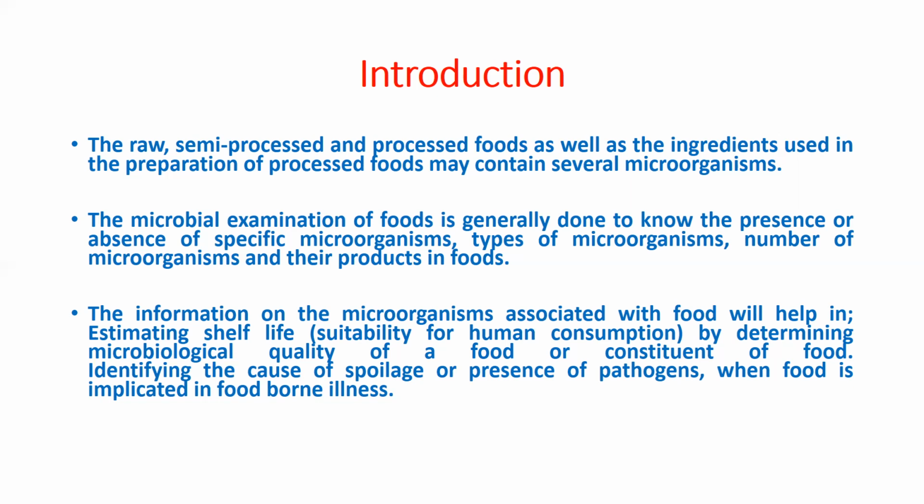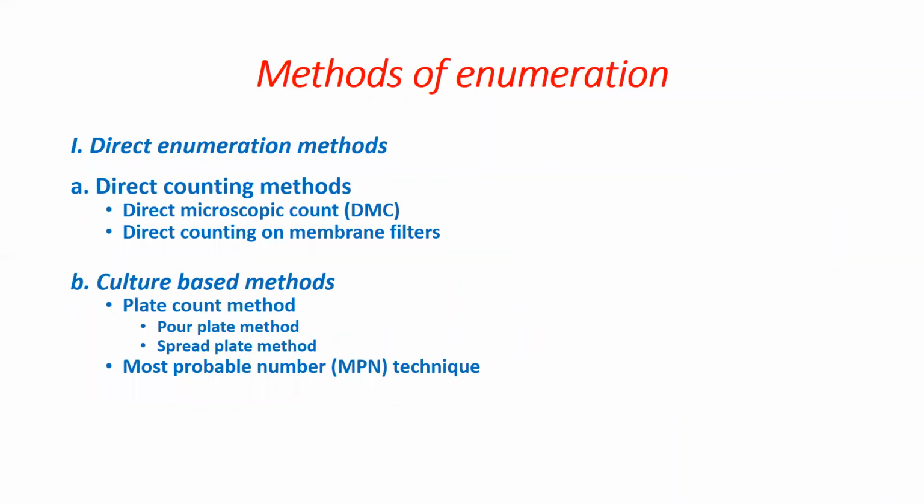Then we can determine the microbiological quality of a food or constituent of food, and identify the cause of spoilage or the presence of a pathogen when the food is implicated in foodborne illness. We can also identify whether it is a specific spoilage microorganism or a pathogenic microorganism. So if we do the microbial examination, we can get the information on all these things. Then we have different methods of enumeration.